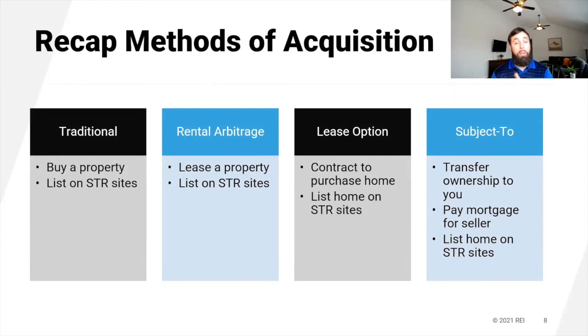And then last was my favorite, which is subject to, being able to control properties, buy properties with little upfront costs, deed transfers to my business, mortgage stays in the homeowner's name. We then pay the mortgage company indefinitely, and everybody's a winner. The homeowners don't have to worry about a mortgage anymore. They don't have to worry about repairs. We get a new asset that's profitable usually on day one, and we'll make profits off that property for years to come. So it's a great way to acquire properties. And you have to acquire properties if you're going to have something to put on Airbnb as a short-term rental.